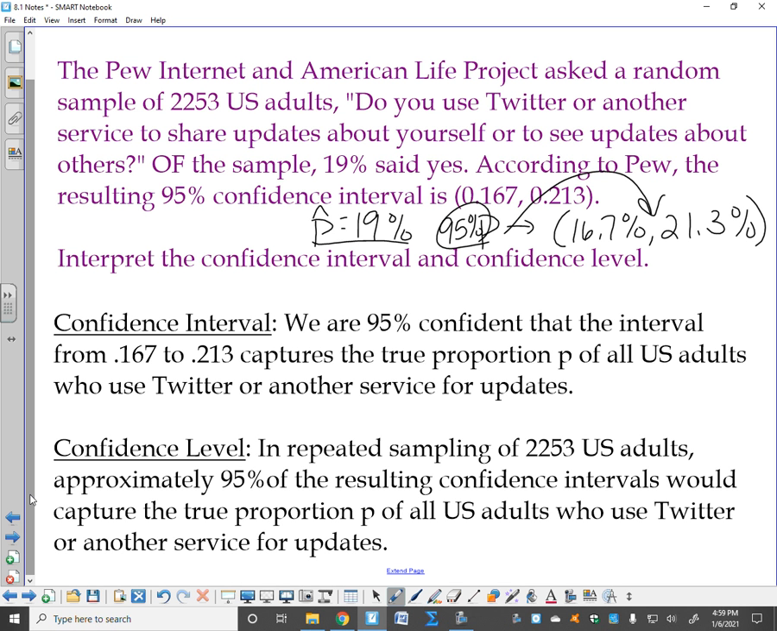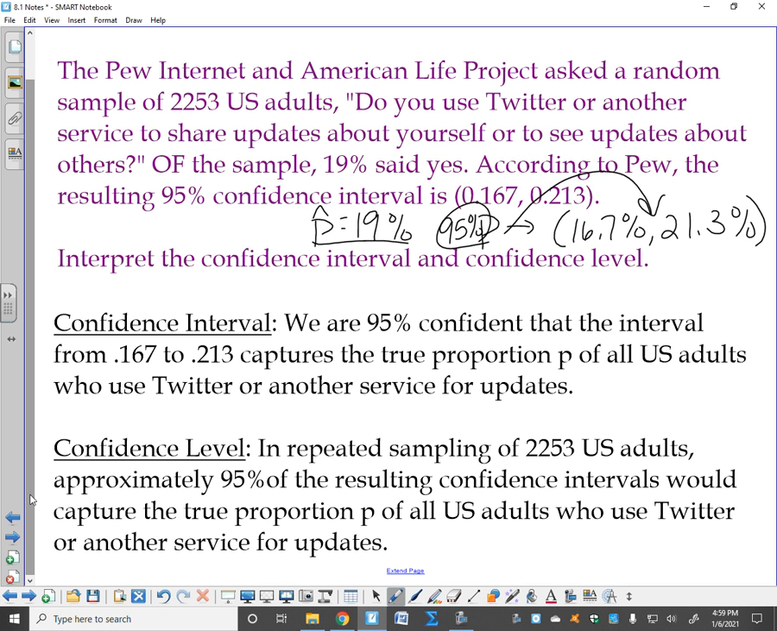Confidence level. Have to do it a bunch, have to do the same size. In repeated sampling of 2,253 U.S. adults, approximately 95% of the resulting confidence intervals would capture the true proportion p of all U.S. adults who use Twitter or another service for updates. I'm going to do this a bunch. I'm going to get a bunch of intervals. This is the percentage of those intervals that will be successful in capturing the true proportion.